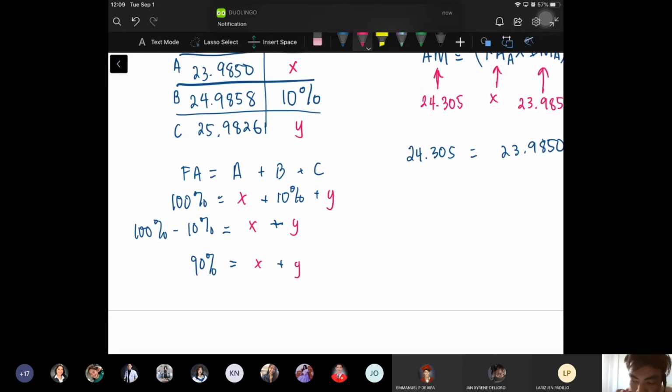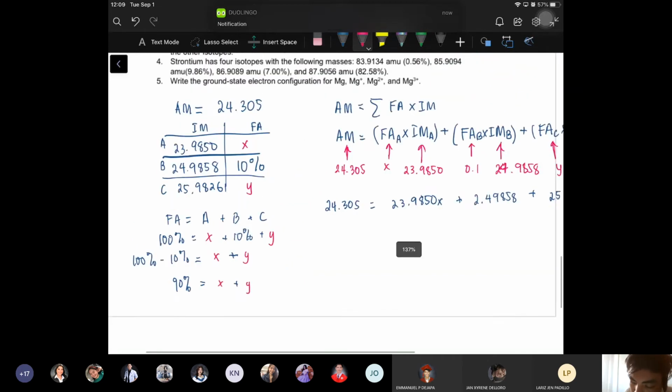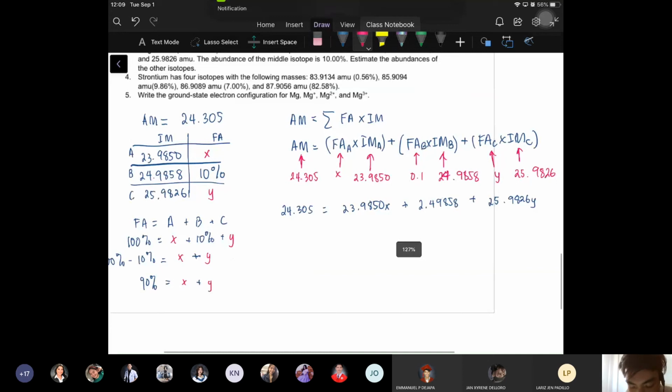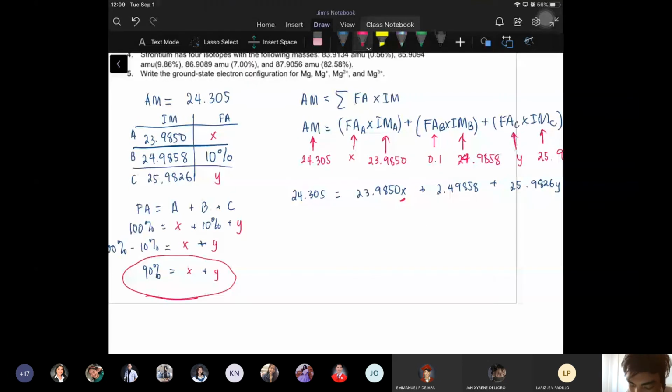Okay, so looking at this, we have an equation that we can use to substitute one of the unknown variables. So we can substitute X with this equation. We can substitute Y with this equation as well.